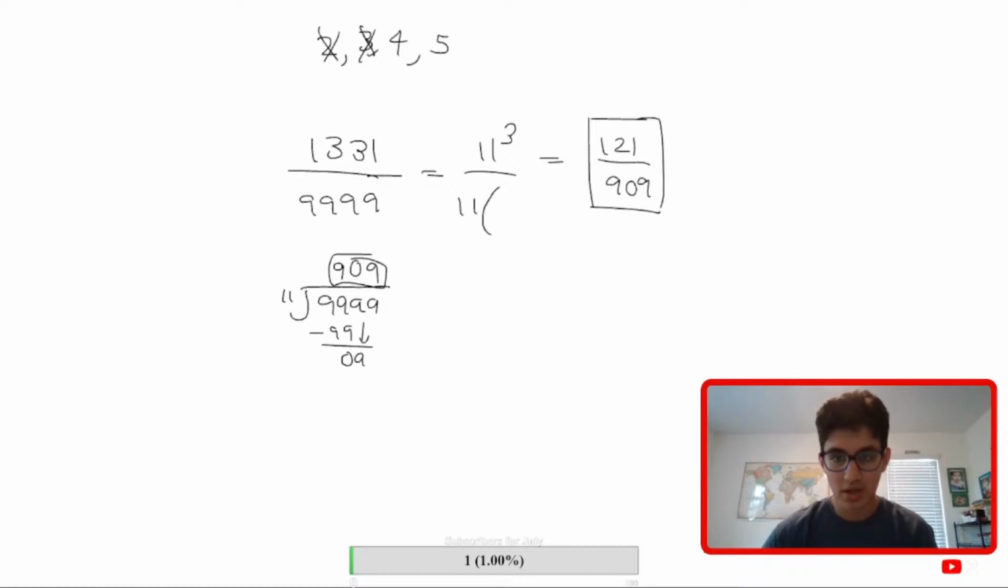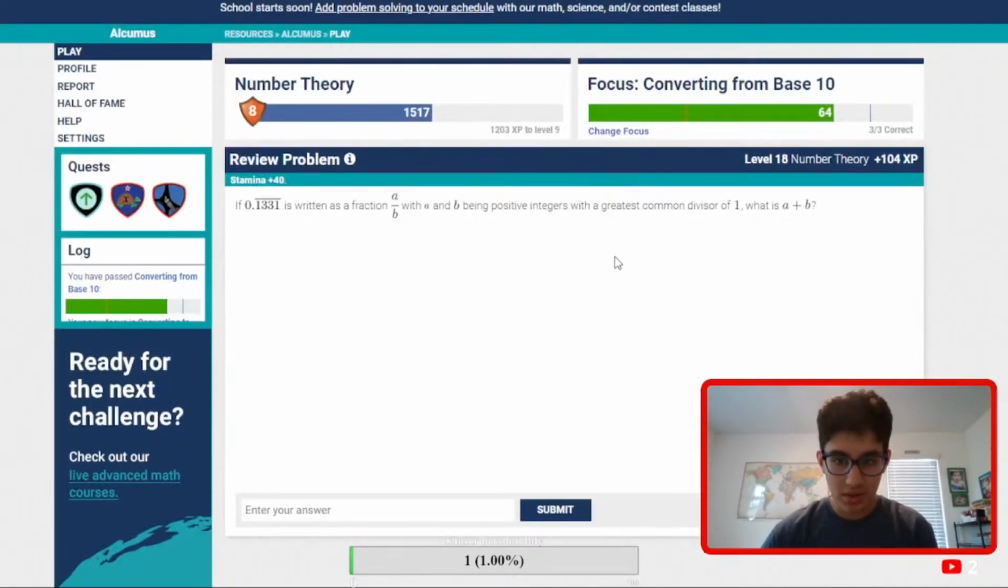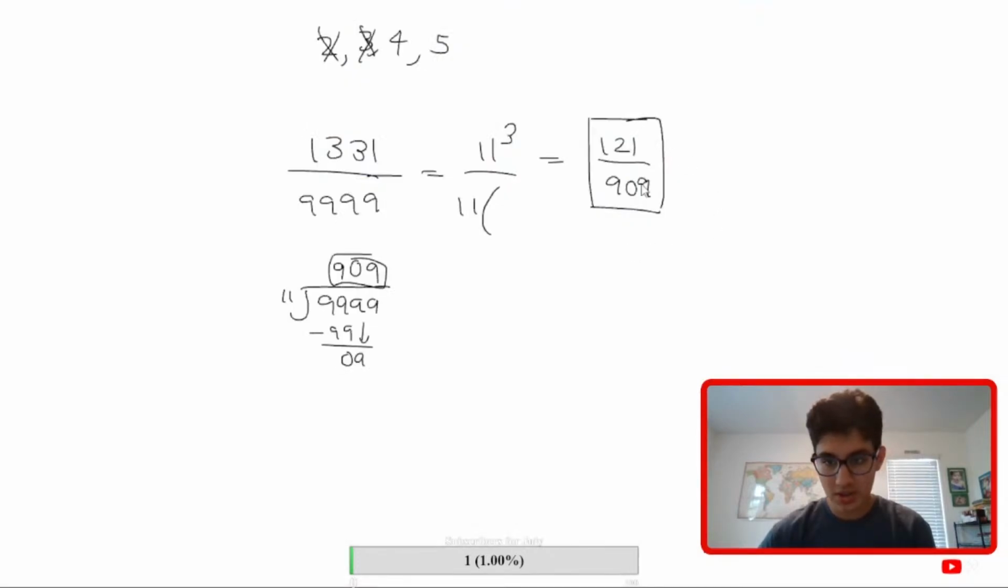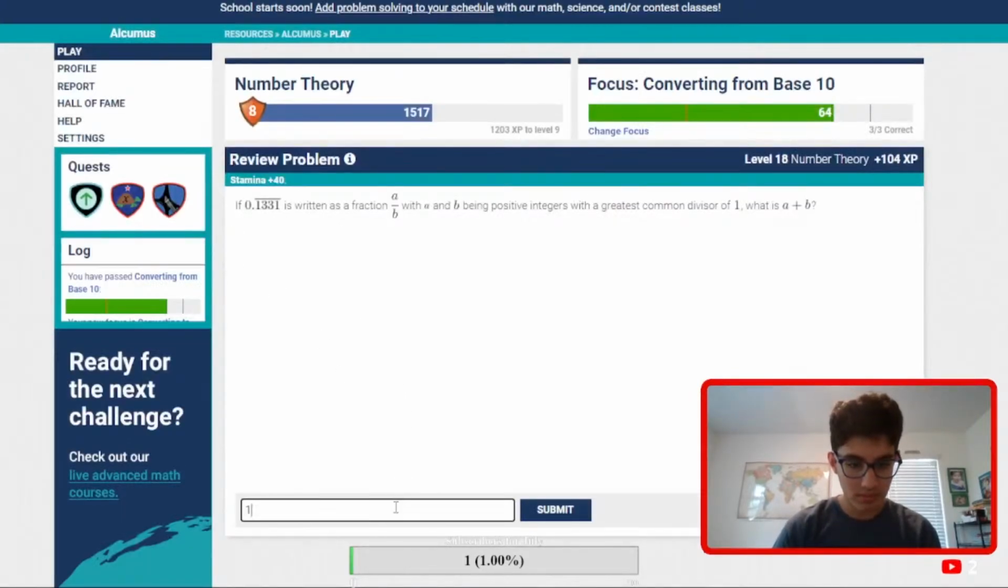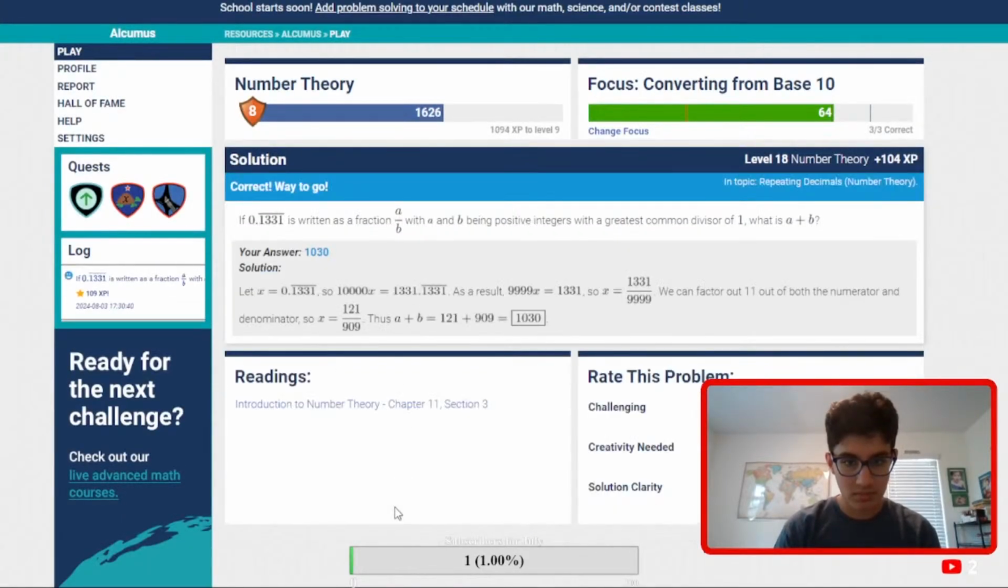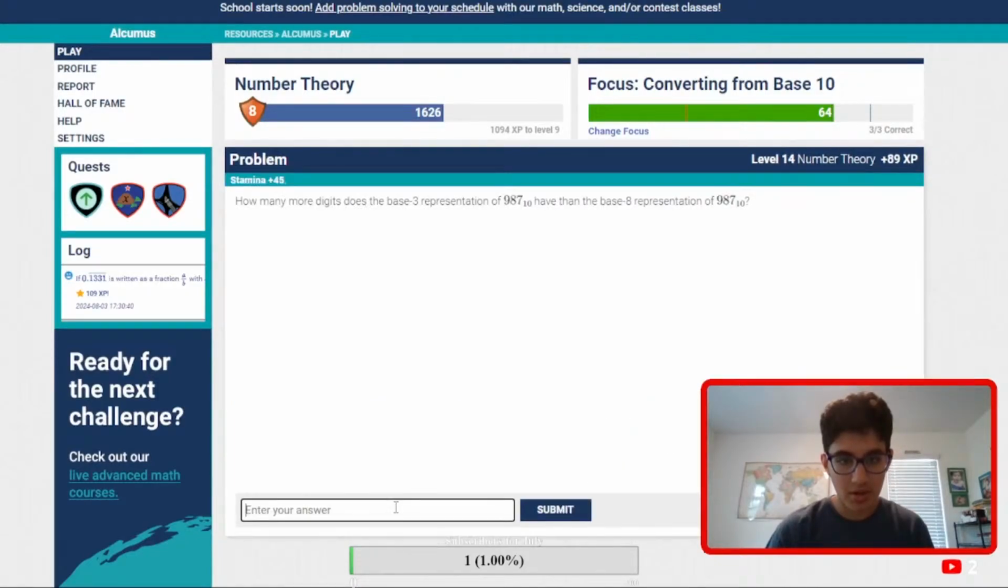So this is what we have, right? Now what are they asking us for? So yeah, we've got greatest common divisor 1. Now we have to do a plus b. So just add them up. That will give you 1030, right? 1030. Yeah, same thing. You factor out an 11 and then you add them up. Okay, I think this should be the last question we have to do over here.